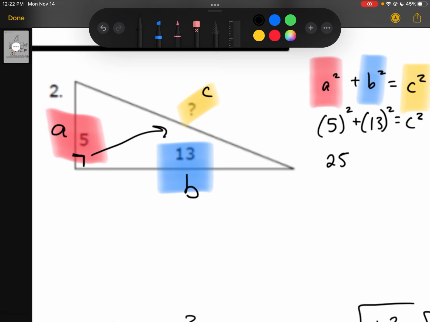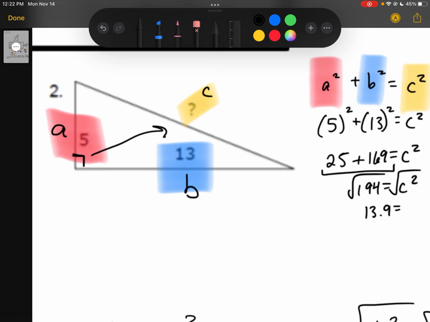So once again, 5 squared in the calculator, 13 squared in the calculator, and then again, nothing there for c squared. So put the two terms we know together. They're on the same side, so we don't have to move anything over, which makes our life a little bit easier. And then last step, root both sides. So again, second x squared to get the root function on a TI-30. And 194 gets us 13.9 for C.